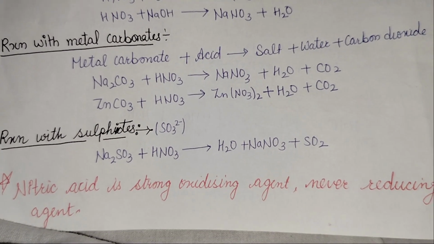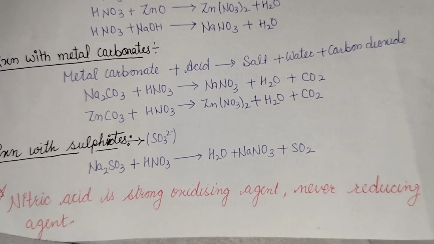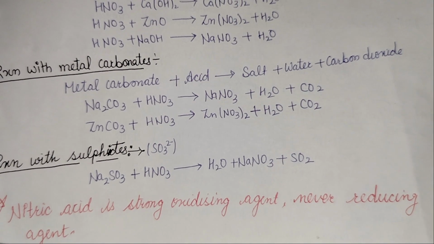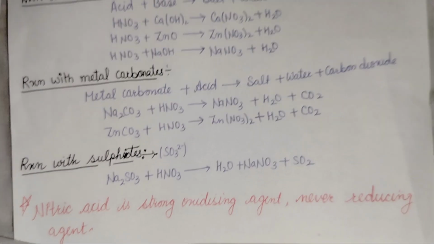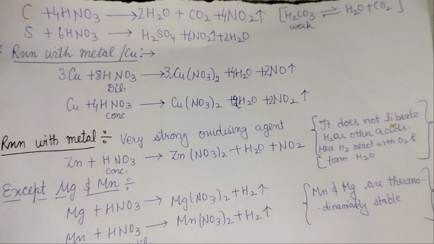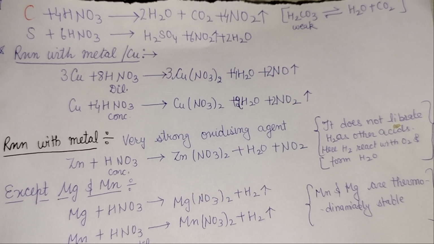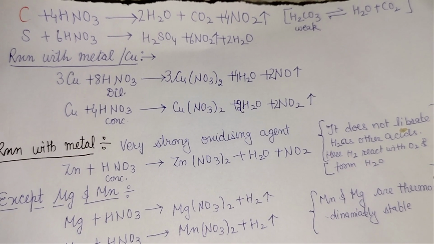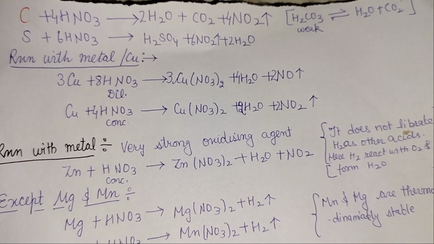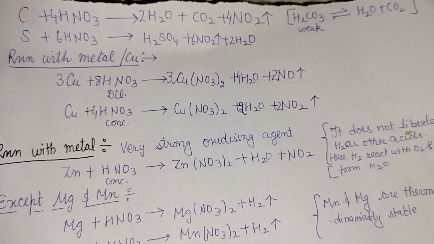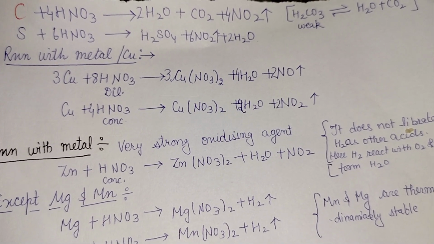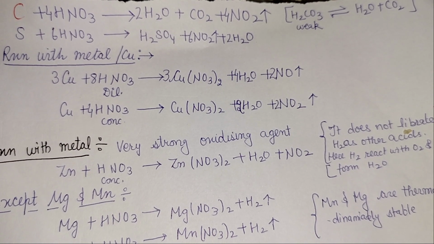Then the most important reaction: nitric acid is a strong oxidizing agent and never reacts as a reducing agent. It will never act as a reducing agent. So here is the reaction of HNO3 as an oxidizing agent. It will react with carbon to form the weak acid H2CO3, so it will give H2O plus CO2 plus NO2. And in case of sulfur, it will form sulfuric acid, which is a very strong acid.